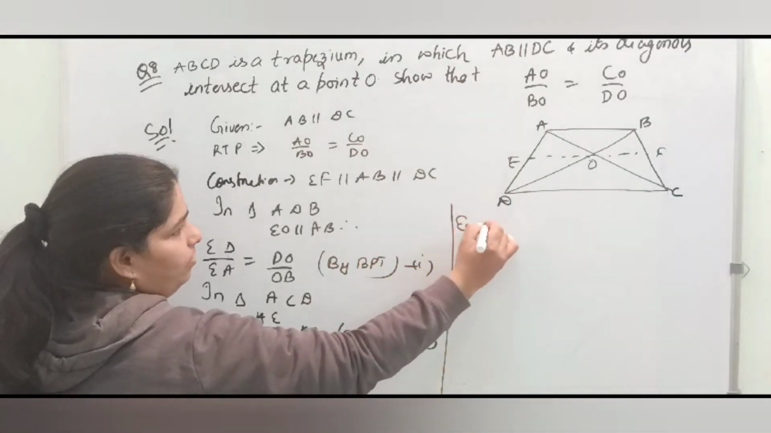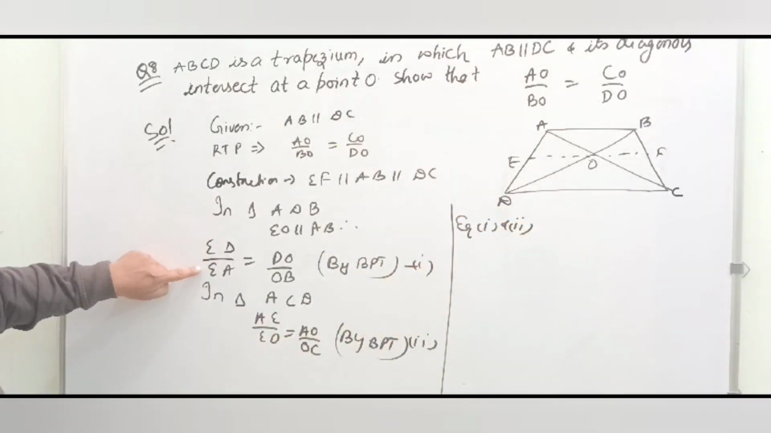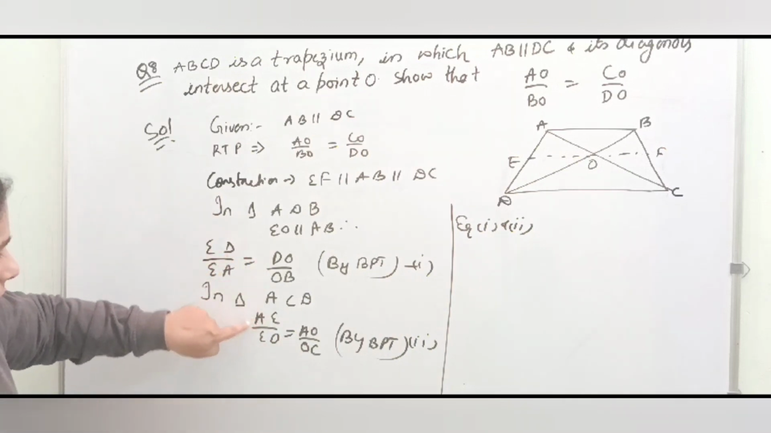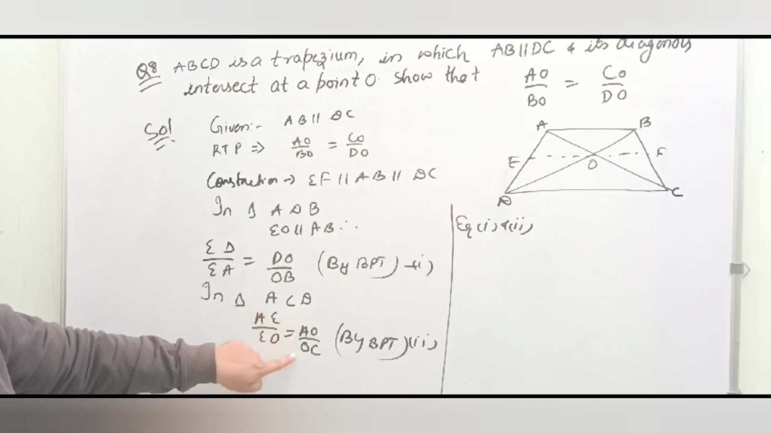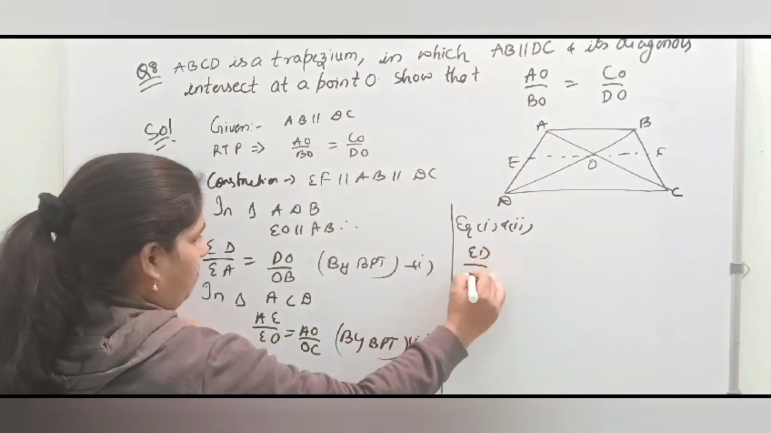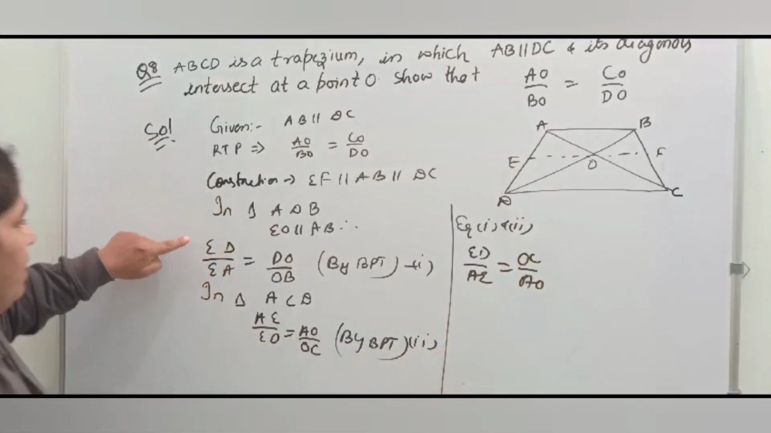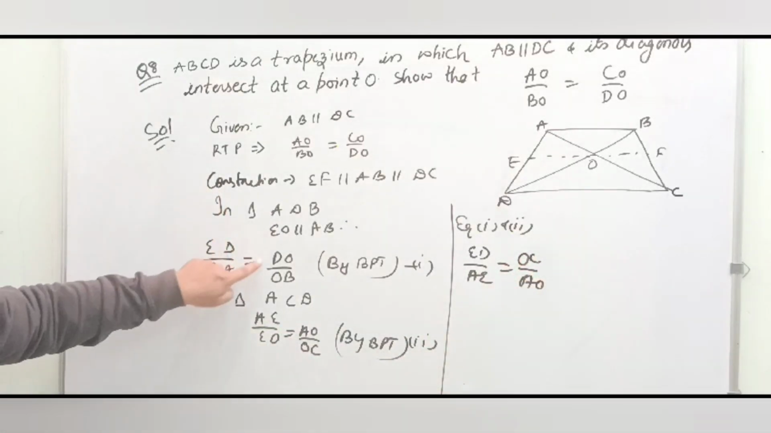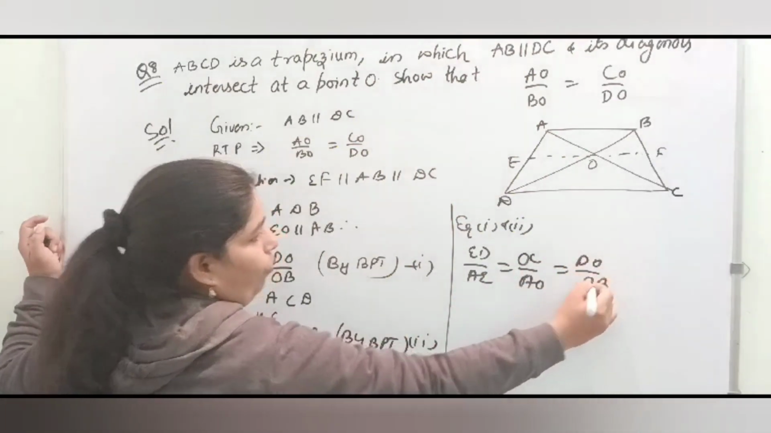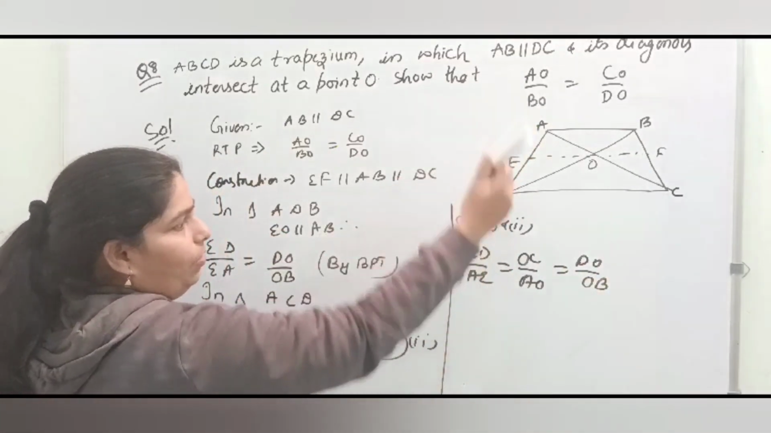By equations 1 and 2, we can see that ED by EA is equal to DO by OB, and here AE by ED is equal to AO by OC. So let's reverse this and we will get ED by AE is equal to OC by AO. Now here also ED by EA is equal to DO by OB. Now what we have to prove? AO by BO is equal to CO by OD.